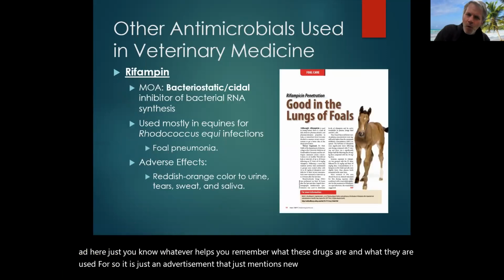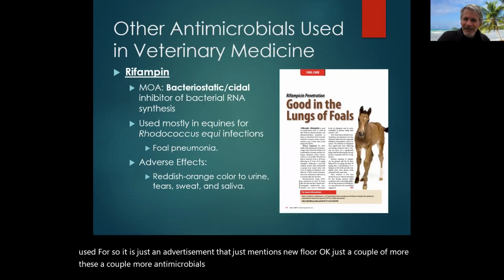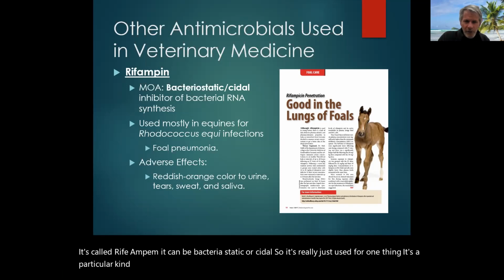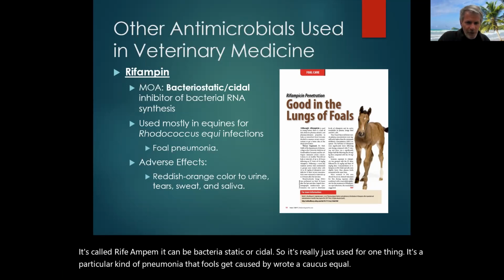Okay, just a couple more antimicrobials. This one I don't have any experience with. It's called rifampin. It can be bacteriostatic or cidal. So it's really just used for one thing. It's a particular kind of pneumonia that foals get caused by Rhodococcus equi. Not fools, foals.